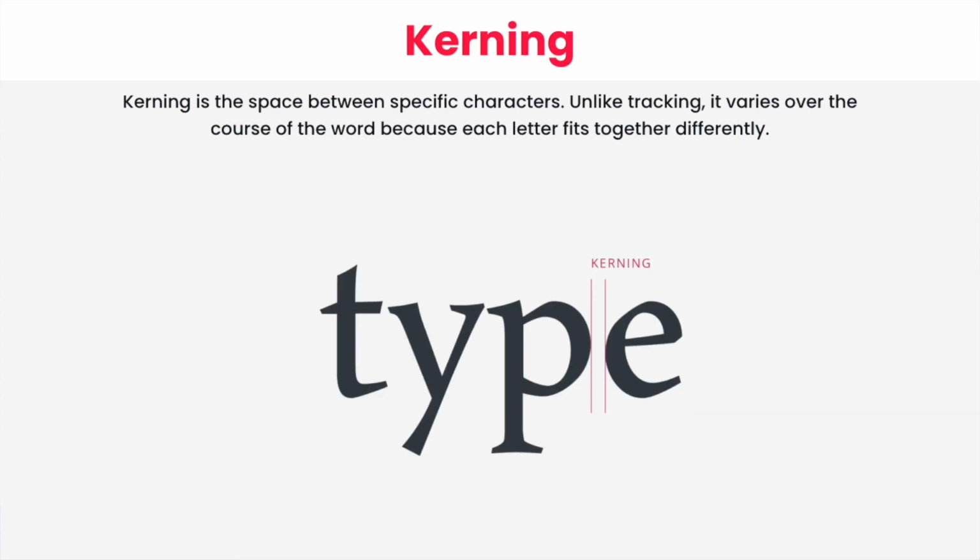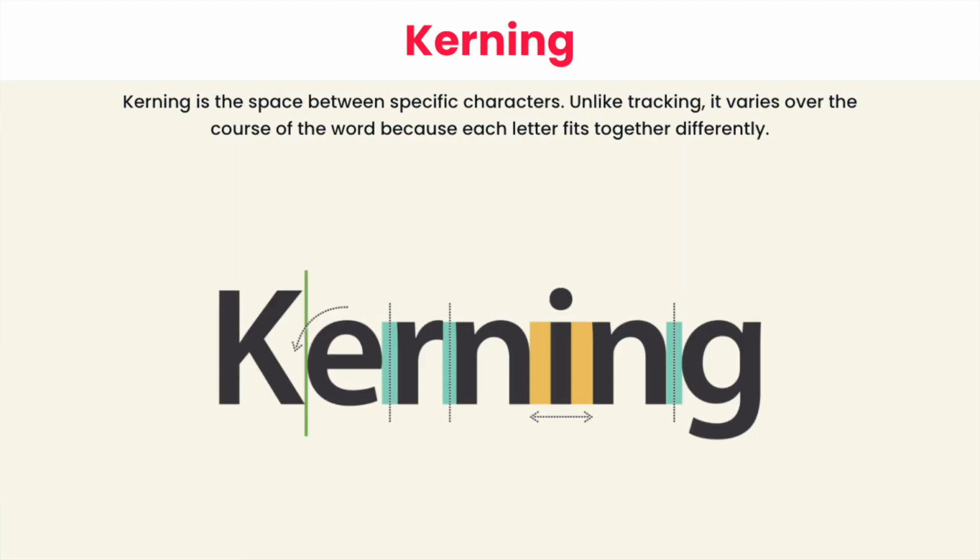Kerning. The spacing between specific characters is called kerning. It is not at all like tracking. There is a separate spacing between each of the characters, and we call it kerning. As you can see in this font, there is a different spacing inside each character, but the readability of the font is very good. We are able to read it very easily.